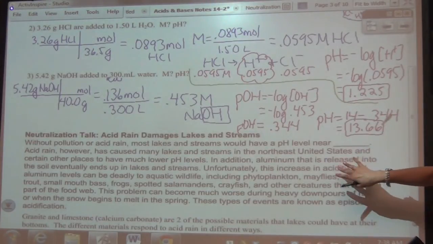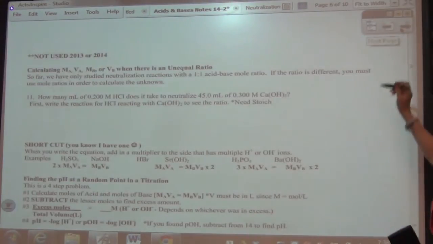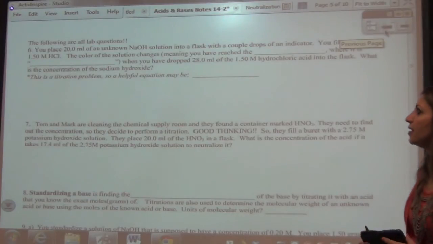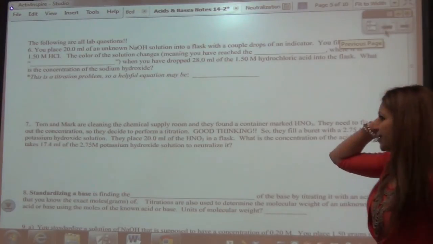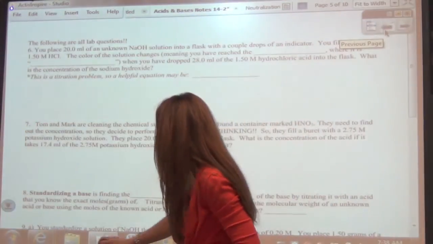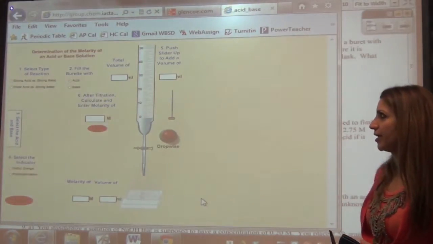All right, we'll talk about acid rain after too. So let's flip and let's look at the titrations. Okay, so these are all going to be what are called lab questions. So I want to show you real quick here what a titration kind of looks like.